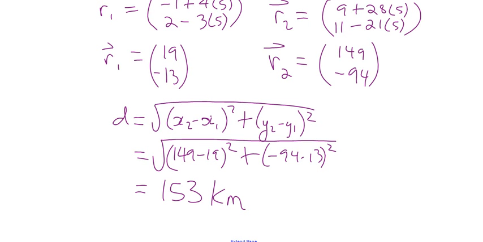Distance being a scalar, you'll notice the D has no little arrow up top right. We're just interested in how far apart they are, not the displacement from one to the other, which we could work out as well, but we don't need to. Okay, good? Okay, do your questions.